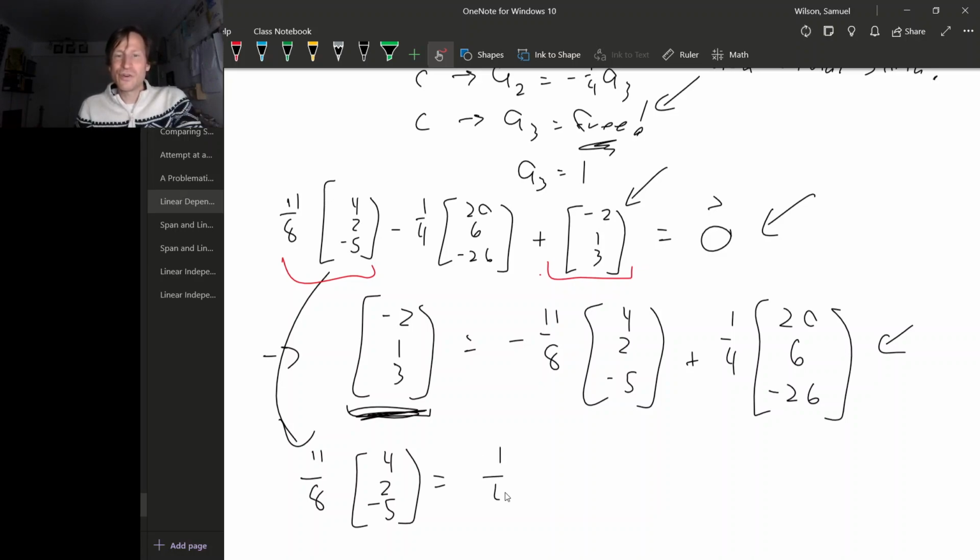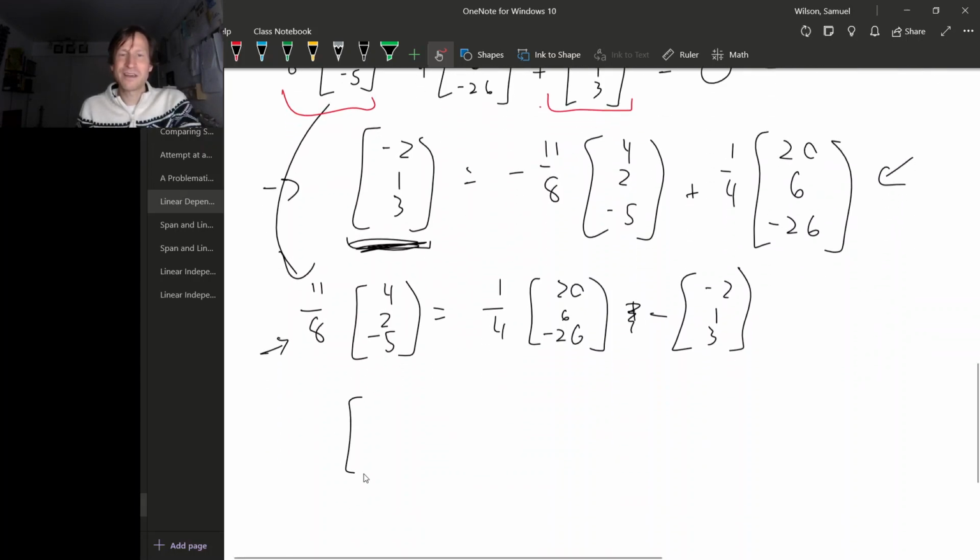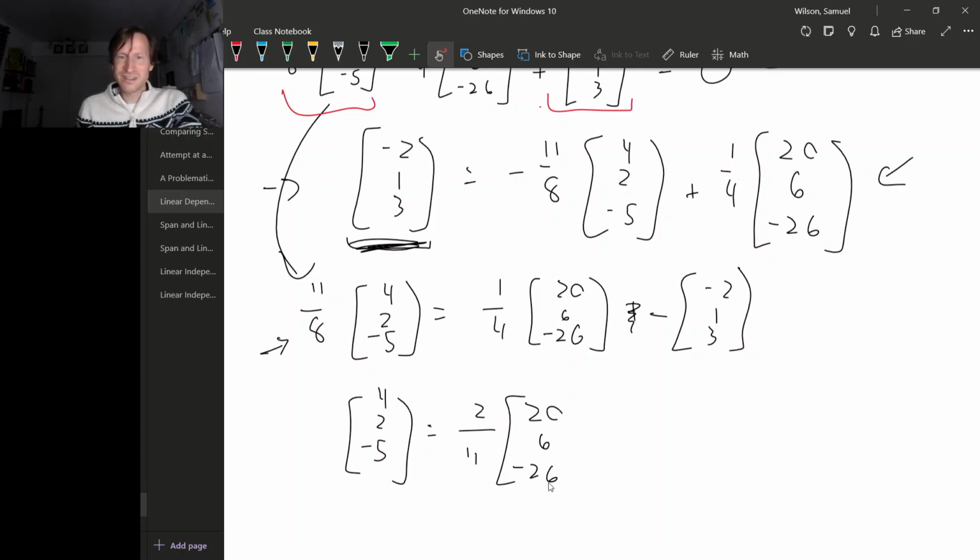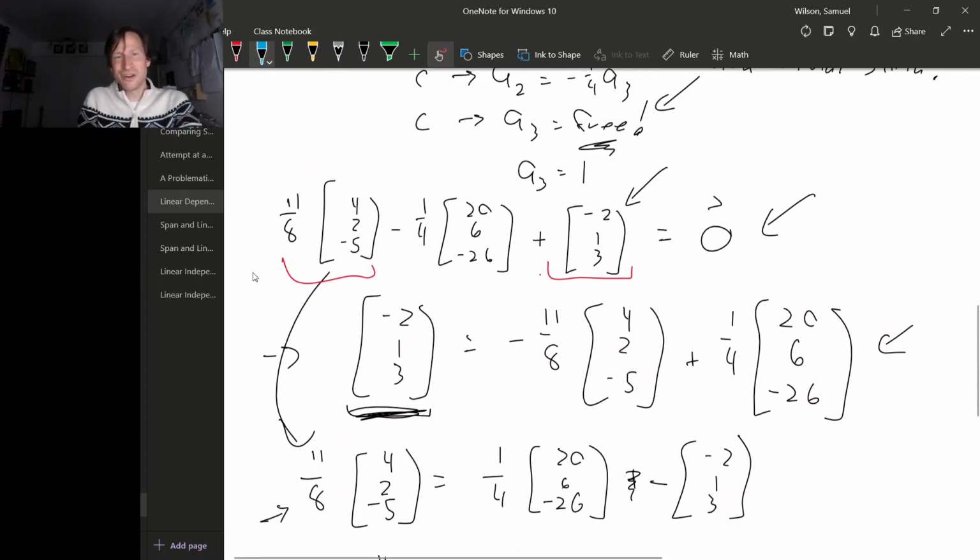We get 1 over 4 times 26, minus 26, plus minus 2, 1, 3. And then we can finish solving by multiplying by 8 over 11. So that's going to give us 4, 2, minus 5, and then on the right-hand side, simplifying, we get 2 over 11 times 26, minus 26, minus 8 over 11 times minus 2, 1, 3. And in fact, we could also, if we wanted to, solve this linear dependence relation for this middle vector to get it as a linear combination of the first and the third vectors. So you can see this definition of linear independence really is treating these three vectors equally.